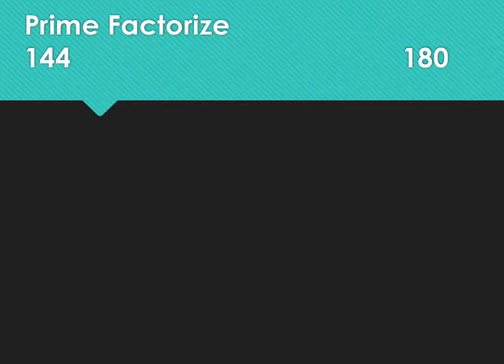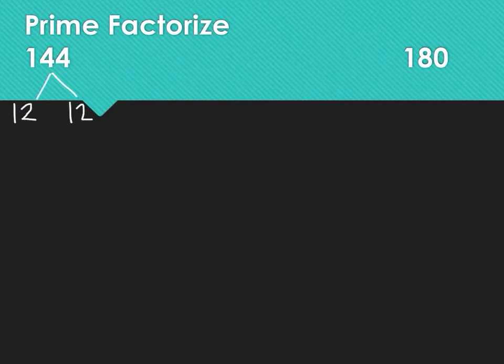Alright, prime factorize. Now how do we prime factorize? If you guys don't remember, there's two ways. There's inverse division and there's a factor tree. I'm going to show you guys both of these. Alright, so let's start off with the factor tree. What two numbers can I multiply to get 144? I can multiply 12 times 12.